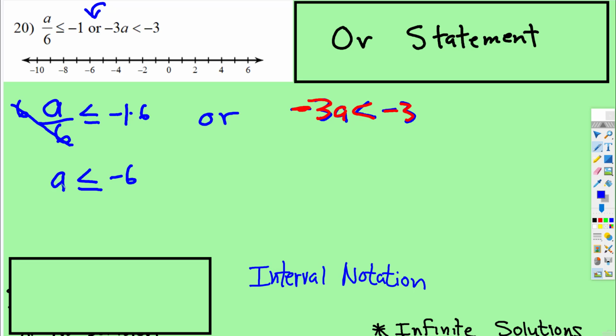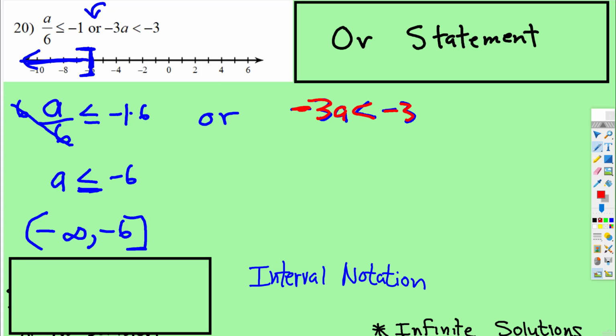That means a is all of the values smaller. Well, smaller than -6 is negative infinity up to -6. And because of that equal sign right there, we're going to put a square bracket. So I'm going to put a square bracket, and I'm going to shade that direction. This set right here and this right here mean the same thing. One is graphically and one is interval notation.